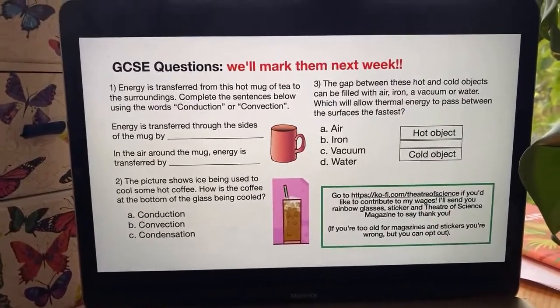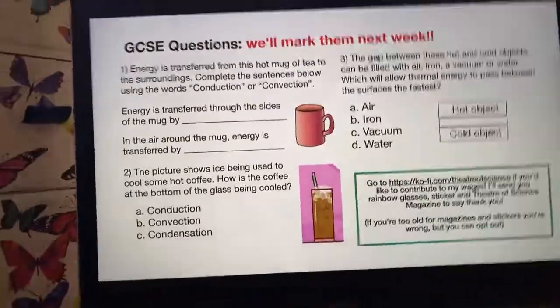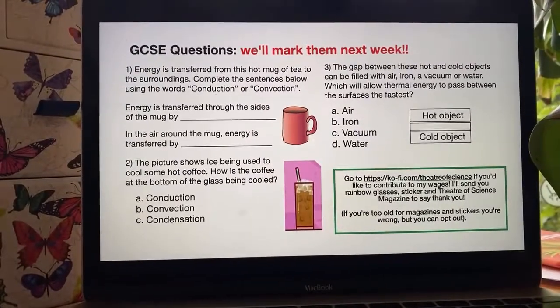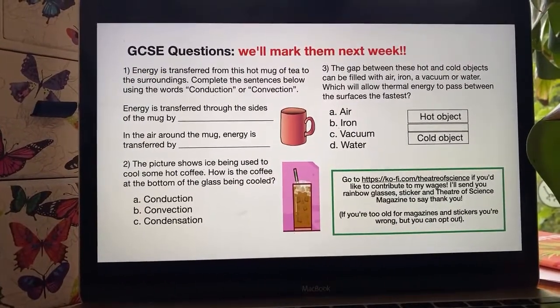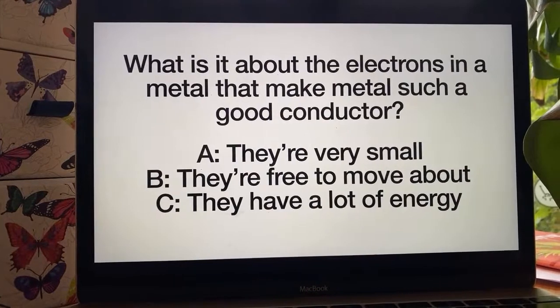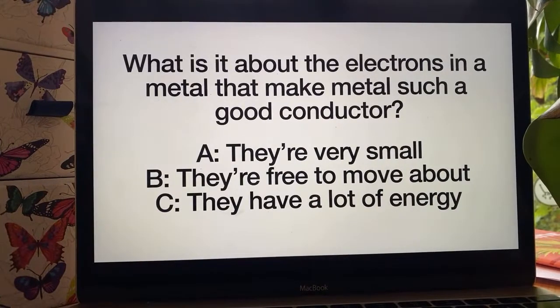So we're not going to do these questions, we'll mark them next week, but I thought just a couple of multiple choice to see if you've picked up on some of the things that I mentioned very quickly. What is it about the electrons in a metal that makes metal such a good conductor? Is it A, they're very small, B, they're free to move about, or C, they have a lot of energy?